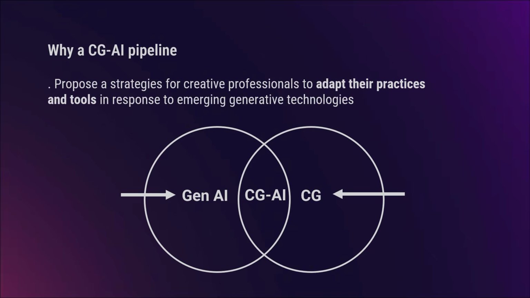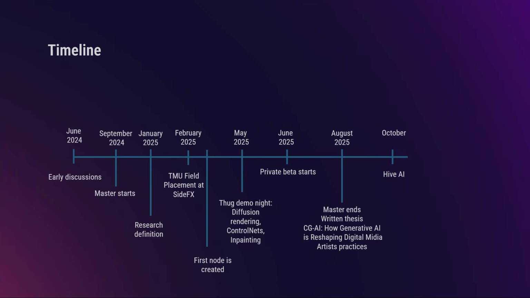To give you a timeline of what's happening, I had early discussions about investigating the impacts of Gen AI on VFX and games that started in September and June 2024. Then I decided to make this a topic of my master's. And by January 2024, I decided that I'm going to research how we can use Gen AI to shade and render and explore things. I proposed that to SideFX, and SideFX took me in as an image processing TD through my field placement.